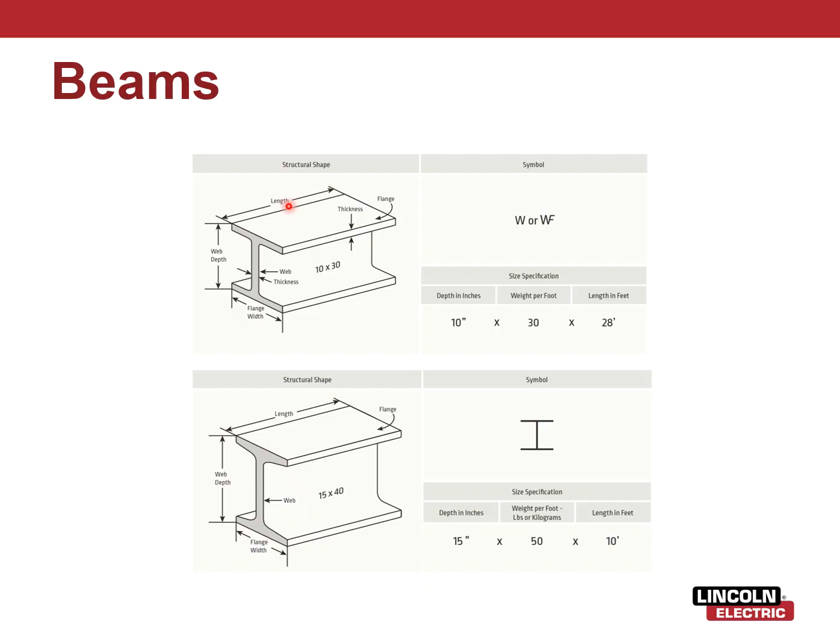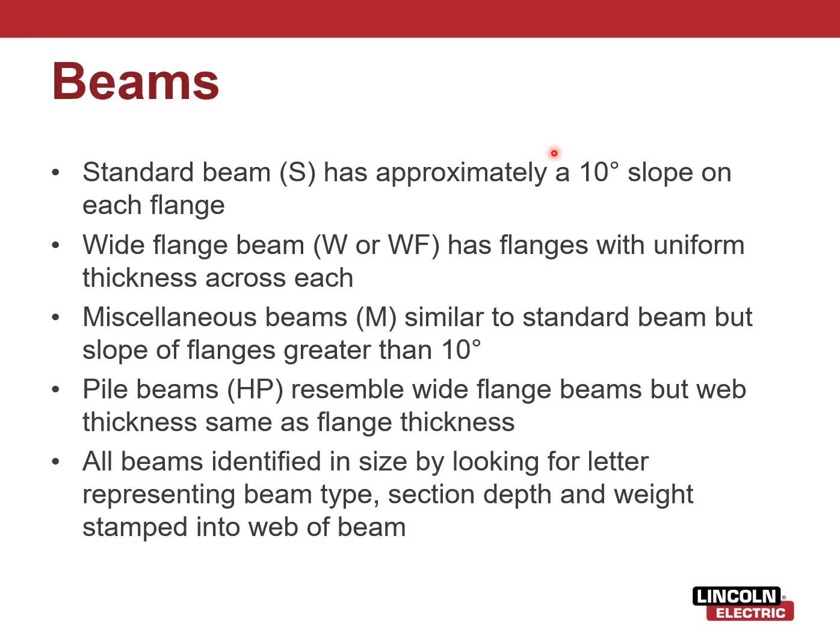Okay, so right here, this would be the W or WF beam, and this would be your S beam. Okay, so notice the profile. This has more of a chamfer to it. It's angled versus this, it's flat. Okay, this is like 90-degree all the way. All right, so that's the primary difference between a W or a standard beam. Okay, so a standard beam has about a 10-degree slope on each flange, whereas like you could see in the pictures, they have just a straight across thickness.